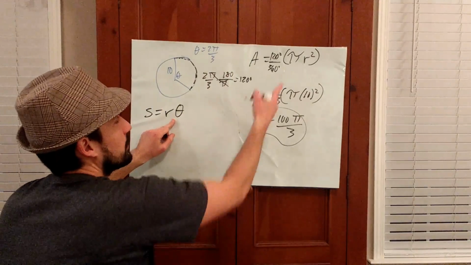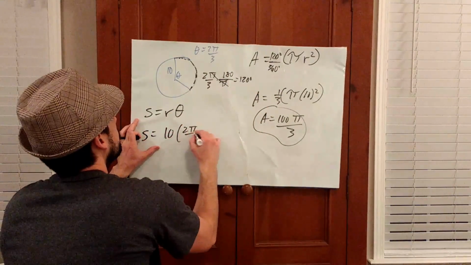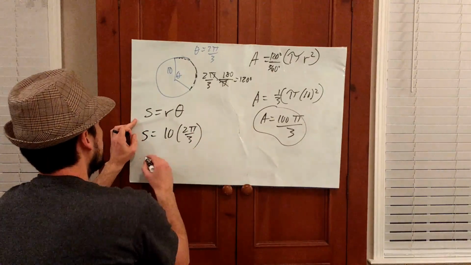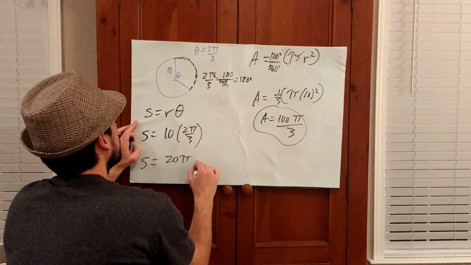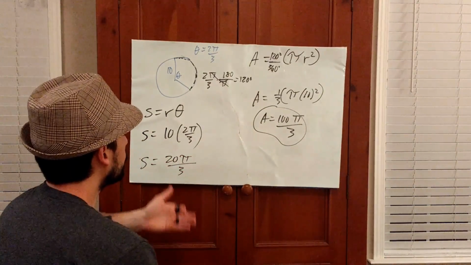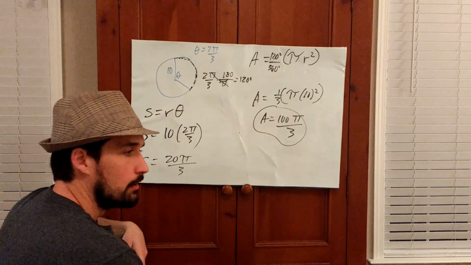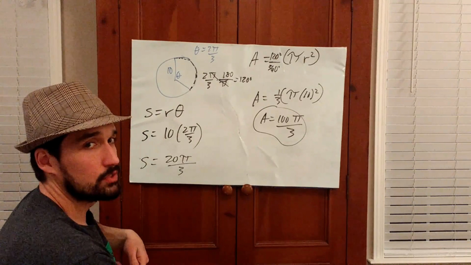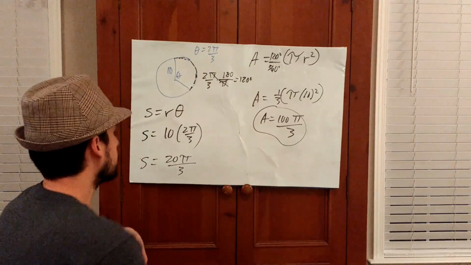So all we've got to do is plug in R, which is 10, and leave the angle here as radians, 2 pi over 3, and we have our answer. I'm going to leave our answer in exact form. 20 pi over 3, right? Or basically, let's see, what is that? 6 2/3 pi. So we're looking at 20 something. Yeah, 20 something. A little over 20. You have the calculator, right?